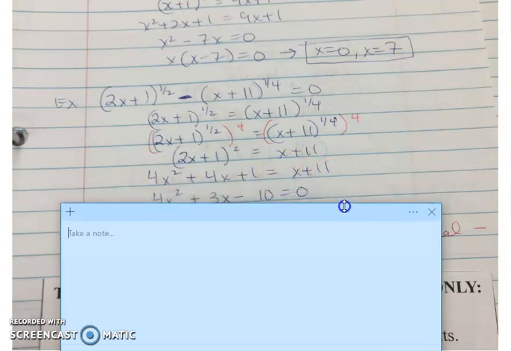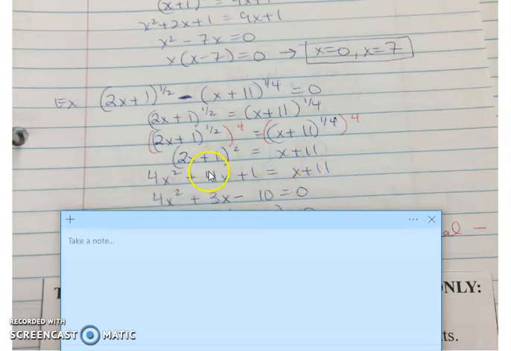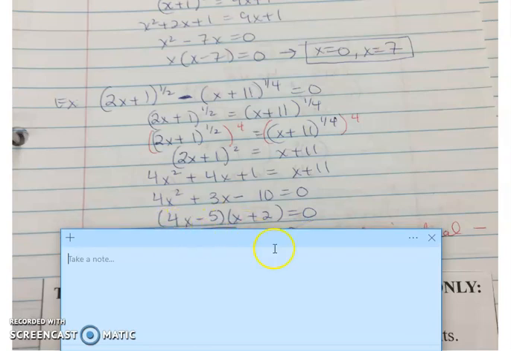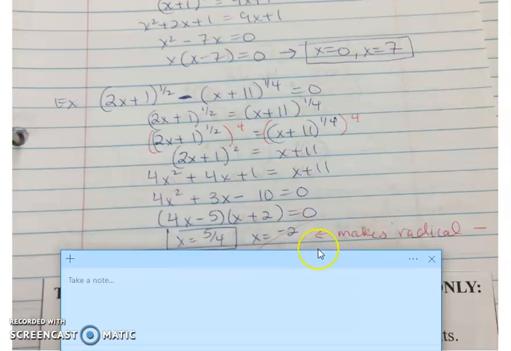We'll put everything on the same side together, so we'll subtract x to get 3x, we'll subtract 11 to get minus 10, and now this turns into a quadratic equation, which allows you to be able to factor. So whether you use the a times c method or the cross method, you'll factor at this point. You'll get (4x minus 5)(x plus 2). You'll set each of these equal to 0. You'll get x equals 5/4 and x equals -2.